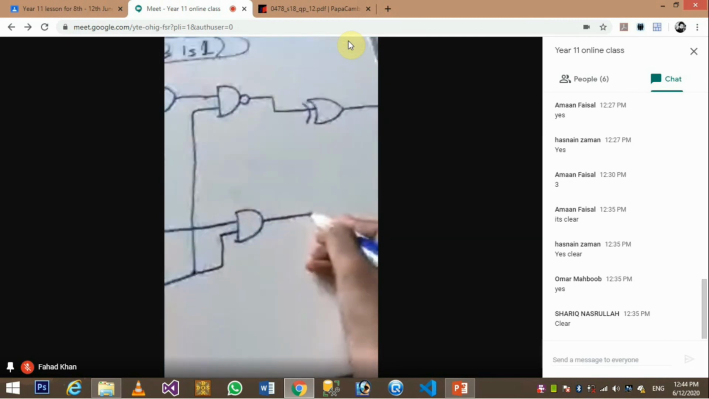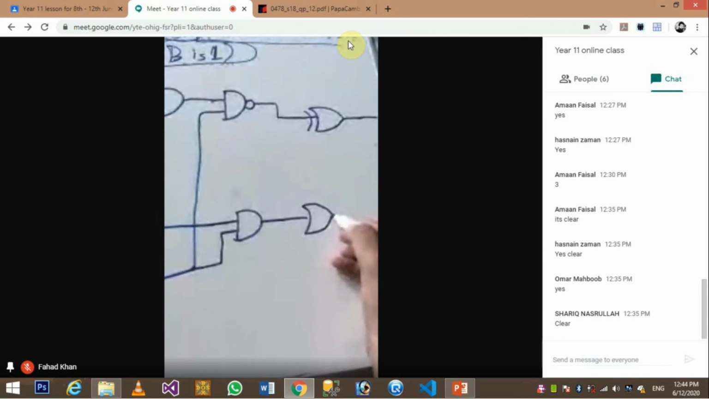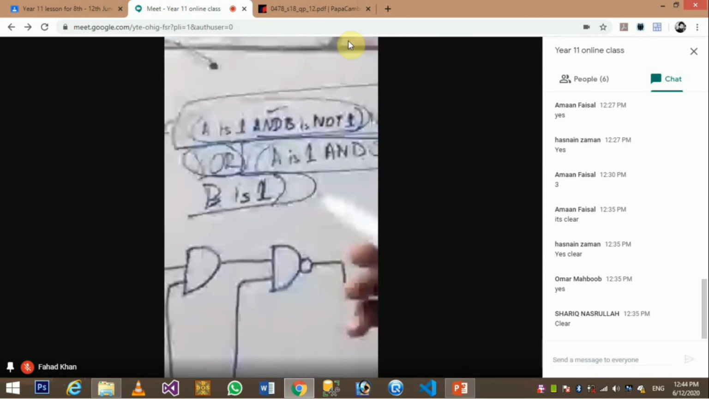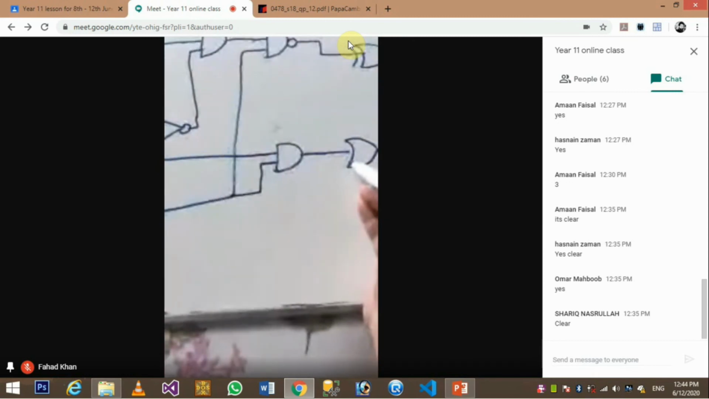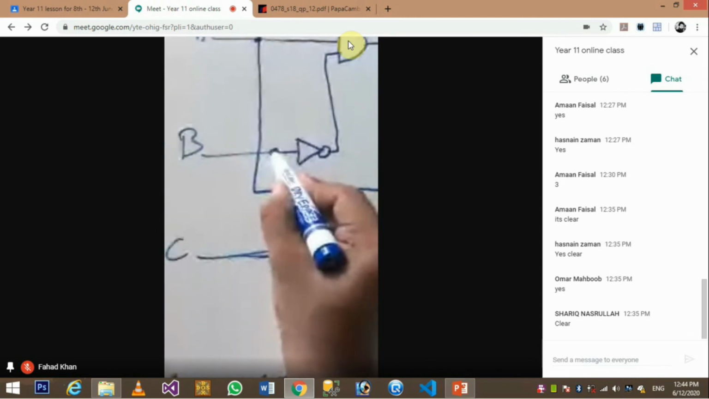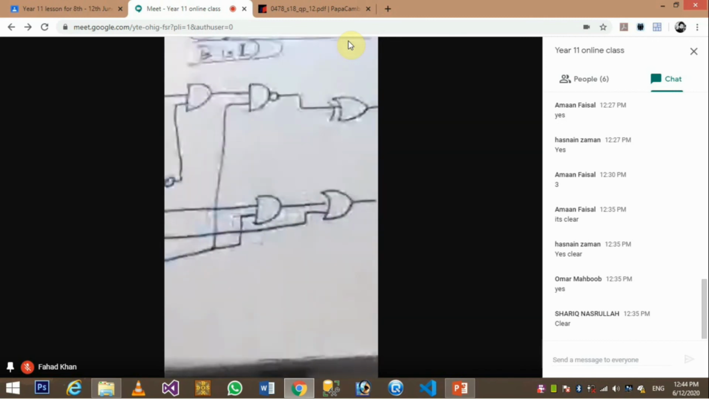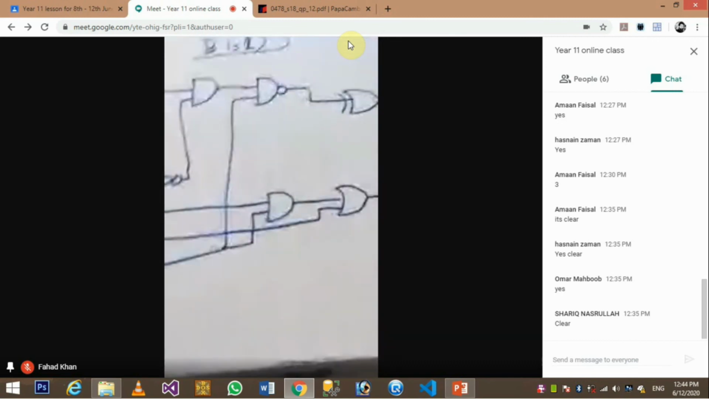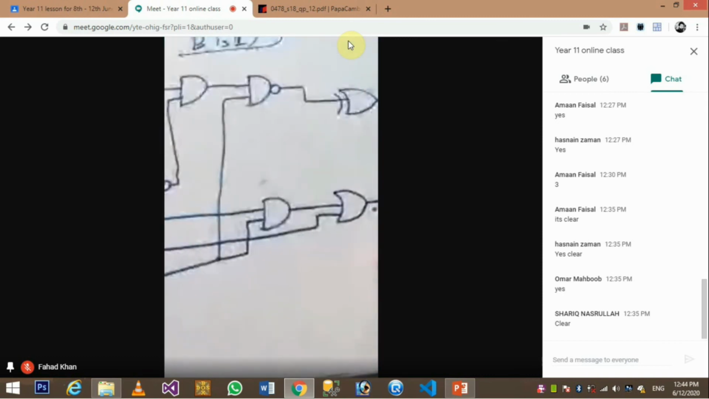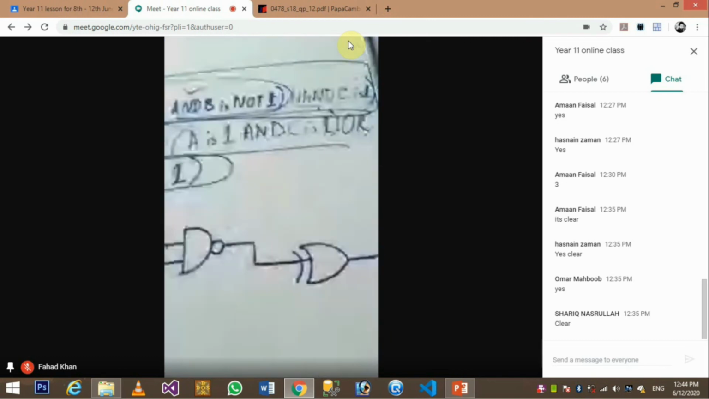So OR gate would be made here with B is 1. So the next input of this would be B is 1. We need to take this before the NOT gate to get this. All right, so B is 1. That will be connected to the OR gate. So this part is also done.